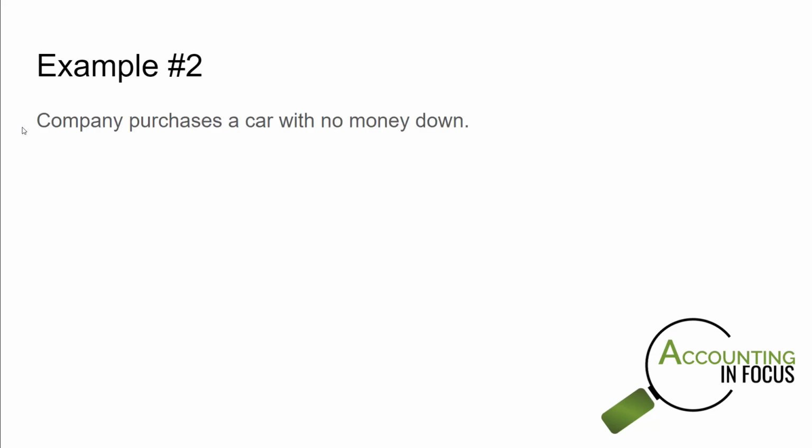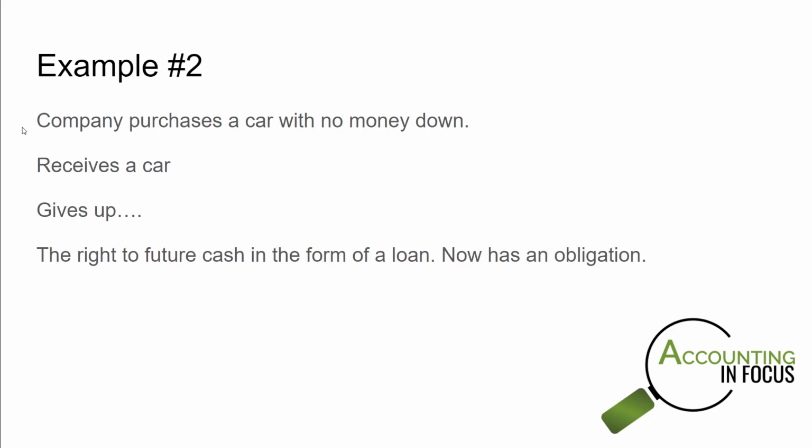Okay, let's look at number 2. The company purchases a car with no money down. Okay, so what is the company receiving? All right, well, the company is receiving a car. Okay, what is the company giving up? Well, let's see, they're not putting any cash down. So what are they giving up? Okay, so you have to sometimes think that it's not only about what we're giving up today, but it's about what we're giving up in the future. So we're not giving up cash today, but we are giving up future cash, right? In the form of a loan.